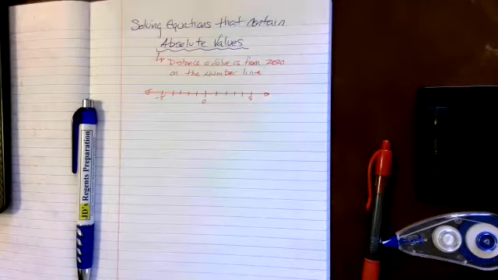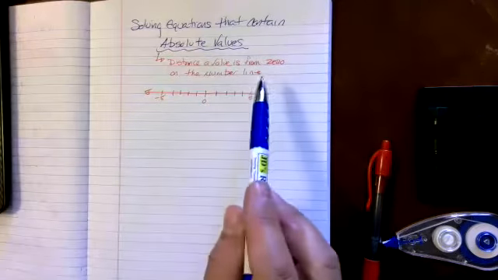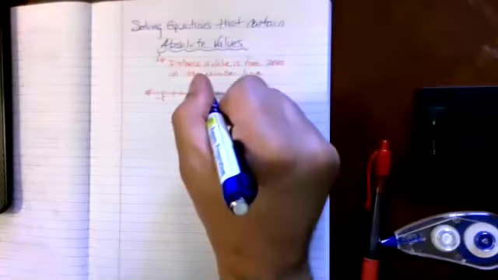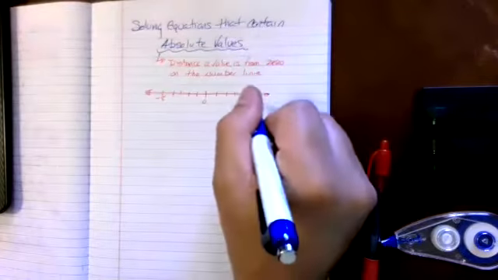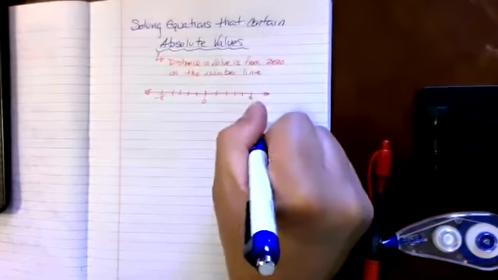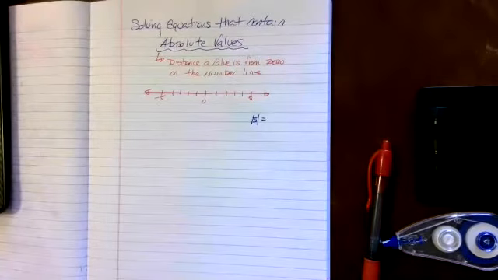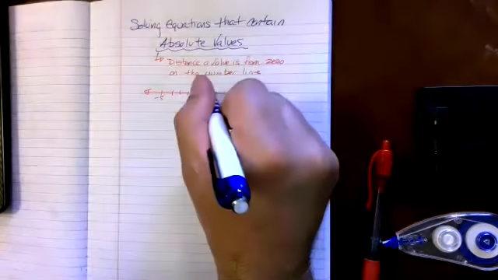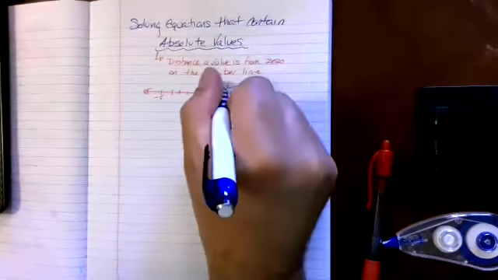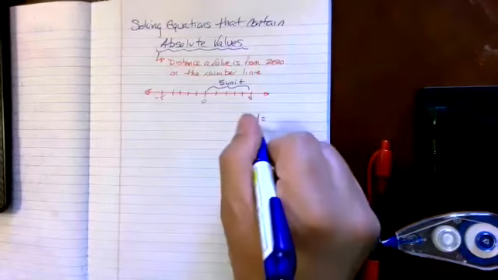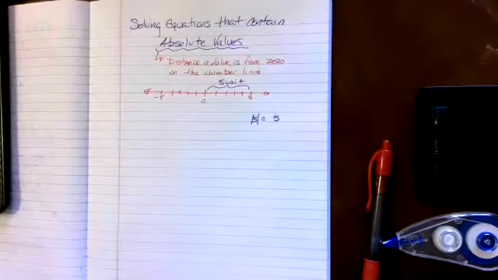So again, an absolute value is the distance a value is from 0 on the number line. So for example, if I had the absolute value of 5, it's this distance, right? 5 is 5 away from 0. The absolute value of 5 is 5.